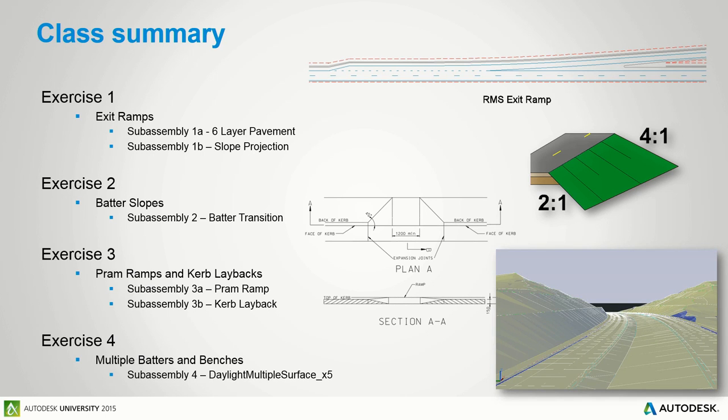And finally, the behemoth, we're going to bring it all together and create some complex batter slope transitions. We're going to use the concept of linked corridors, auxiliary alignments, offset alignments to build out a multi-bench batter slope configuration that you're going to have complete control over and be able to edit and manipulate very easily. So if there are any questions, we'll hold them until the end, because we've got a lot of material to cover.